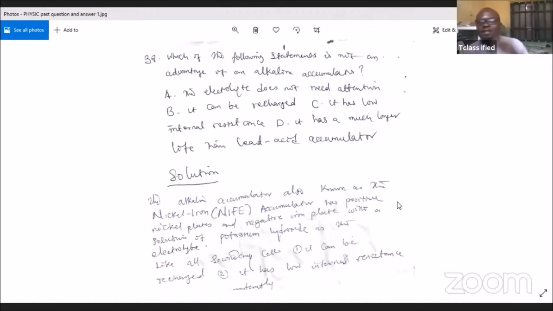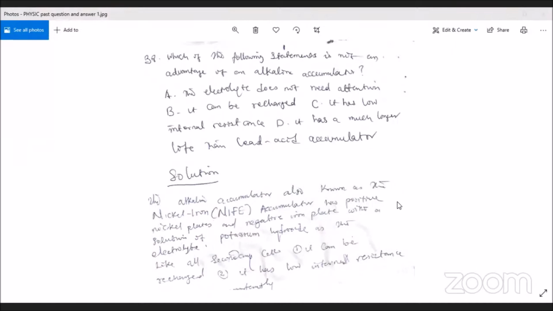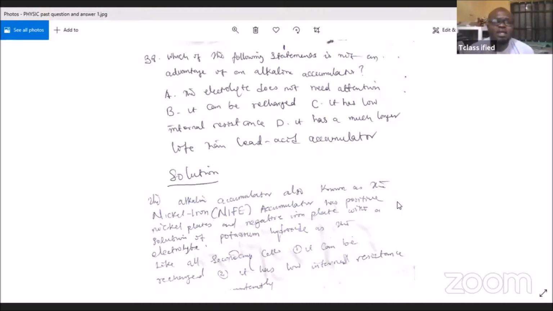So there are different cells that you can use to supply energy, EMF, or current to your circuit. You can use primary cells or secondary cells. Amongst the secondary cells, you have your alkaline accumulator, your acid accumulator as well. It's asking, which of the following statements is not an advantage of the alkaline accumulator? A, the electrolyte does not need attention. B, it can be recharged. C, it has low internal resistance. D, it has a much longer life than lead acid accumulator.